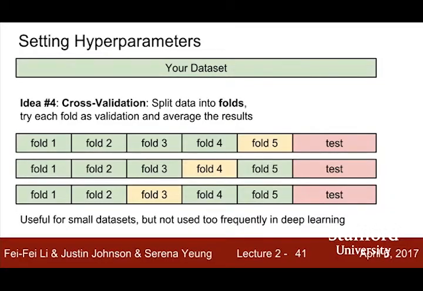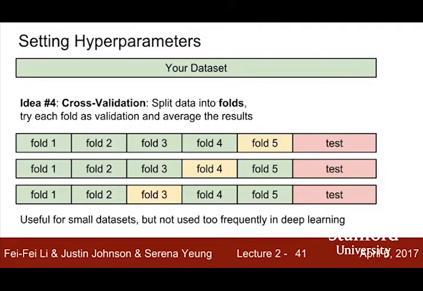So another strategy for setting hyperparameters is called cross-validation. And this is used a little bit more commonly for small data sets, not used so much in deep learning. So here the idea is that we're going to take our data set, as usual, hold out some test set to use at the very end. And now for the rest of the data, rather than splitting it into a single training and validation partition, instead we can split our training data into many different folds. And now, in this way, we kind of cycle through choosing which fold is going to be the validation set.